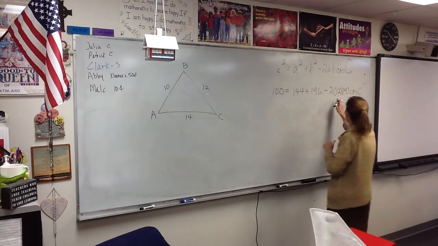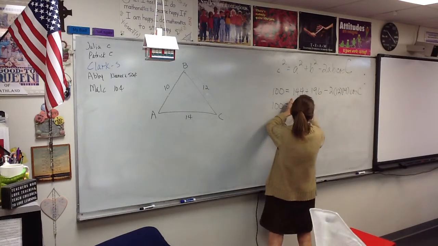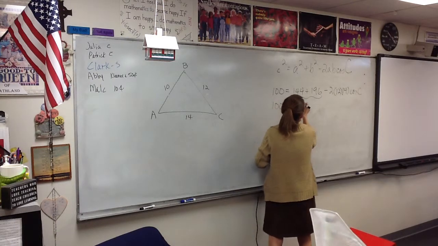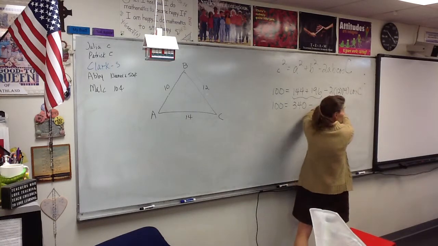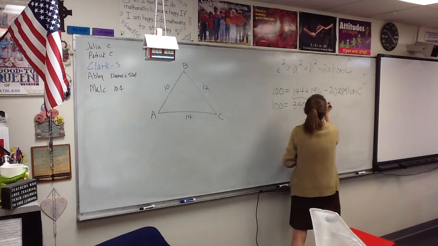Now, let's do 2 things before we get started. 100 equals, let's add these 2 together. Just these 2. This is an addition. What do you get? 340. Now, let's multiply 2 times 12 times 14. 336.